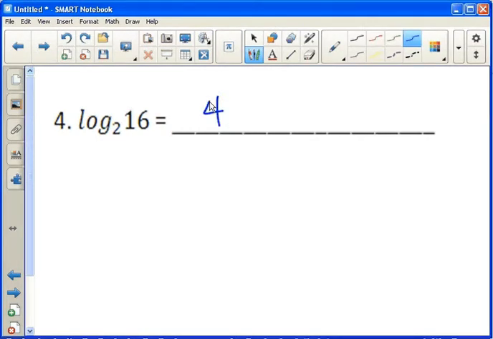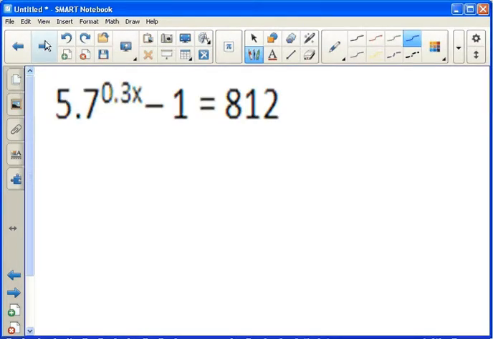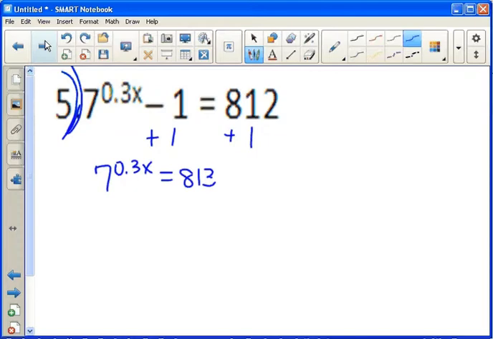Okay, this one we have to solve, and this is question number 5. So it's 7 raised to the 0.3x minus 1 equals 812. So our first step is to add 1 to both sides. So we get 7 raised to the 0.3x equals 813. Our second step is to take the natural log of both sides, because we need to get the x out of the exponent. And the natural log allows us to do this because one of the properties says you can take an exponent and move it down as a coefficient.